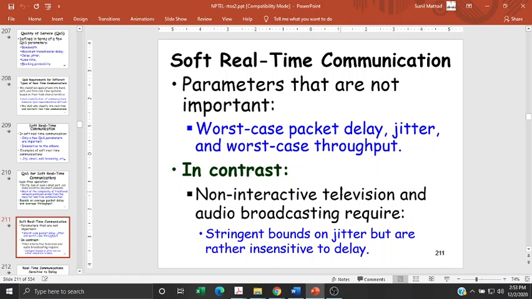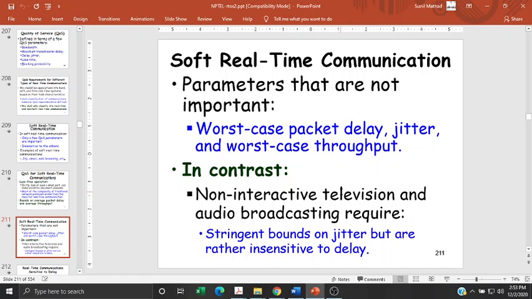Parameters that are not important: worst case packet delay, jitter, and worst case throughput are not required for soft real-time communications. Those communications are oriented towards best effort. So whatever the transmitter has transmitted has to reach the other end intact. That's their job. Fine.